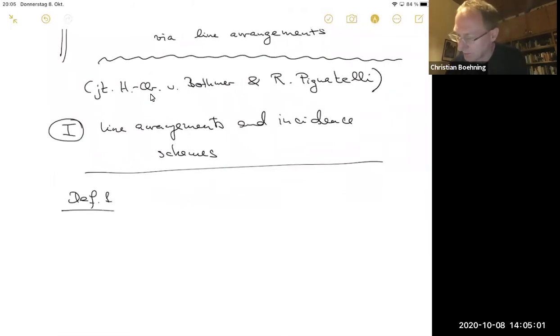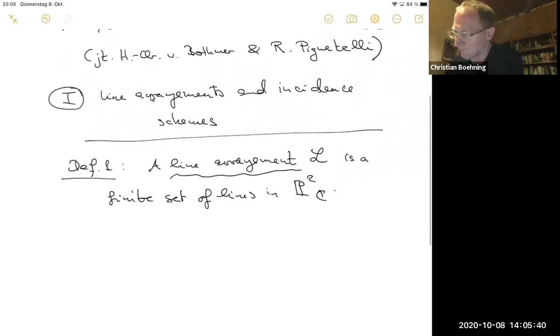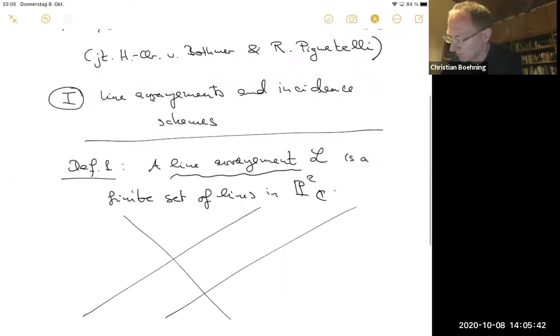So first definition: a line arrangement is simply a finite set of lines in P2 over C. Everything is over complex numbers here, though I could also work over other algebraically closed base fields, maybe not all characteristics, but basically all of them. So a line arrangement L is a finite set of lines in P2.